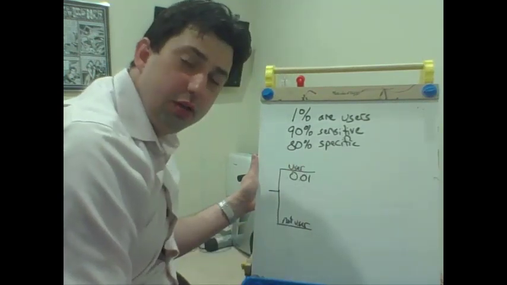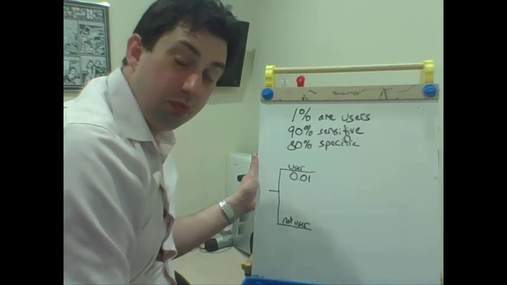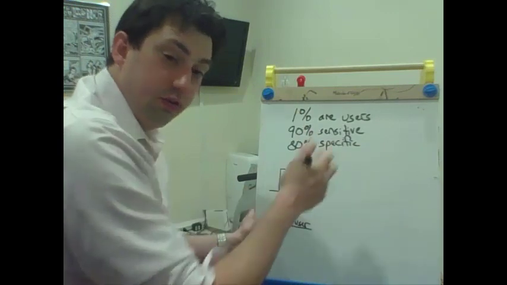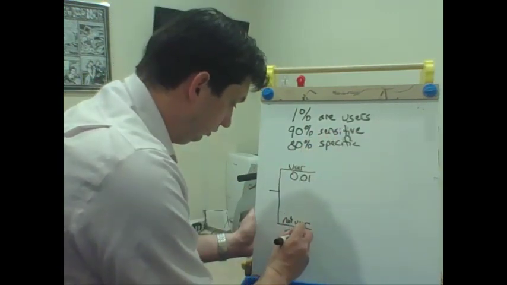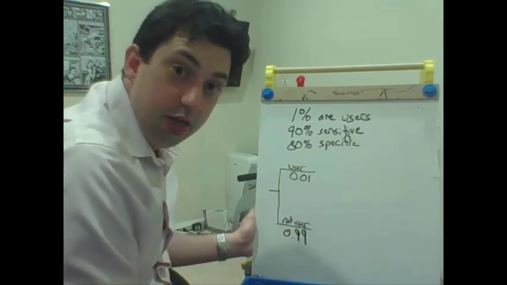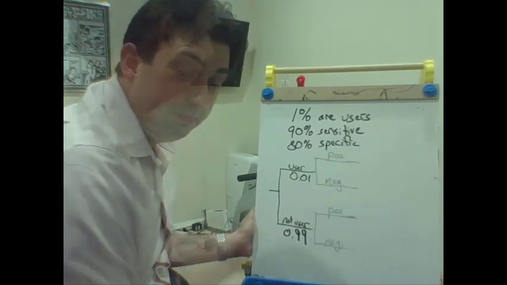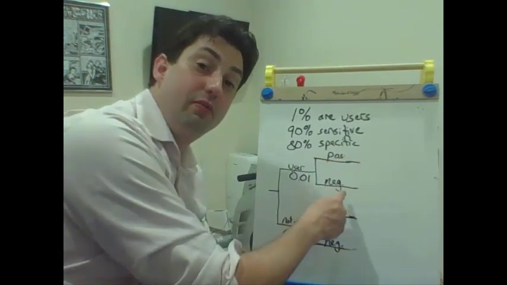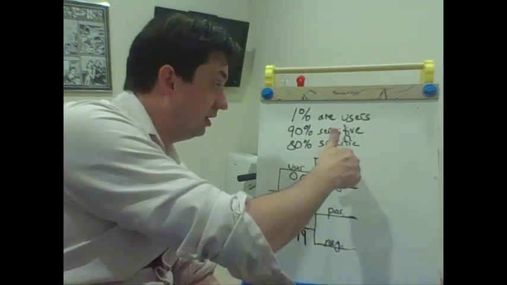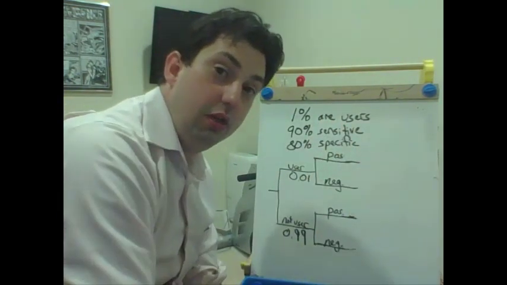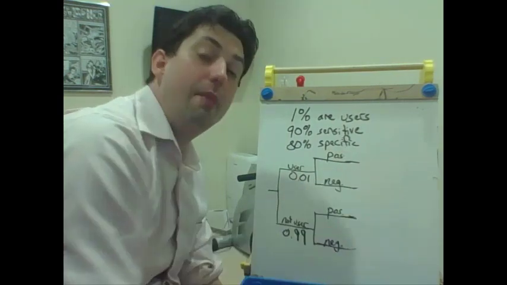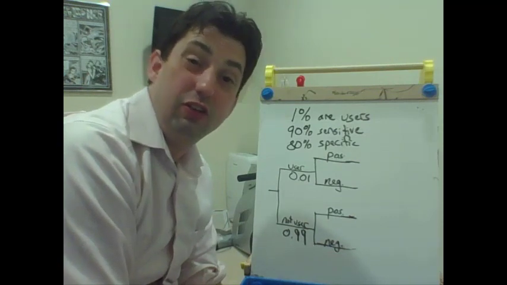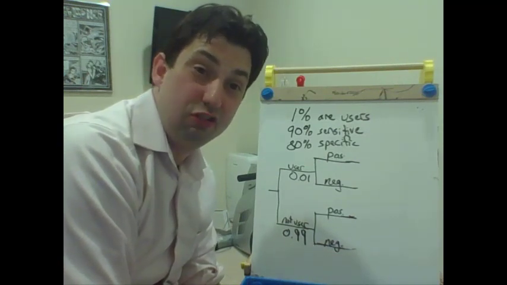If they're a user, then the probability is, of course, 1%. If they're not a user, the probability of that is 1 minus this, 99%, or 0.99. Now, the test comes in. It can either be a positive or negative result both times. But just because the possibilities of the test result are the same does not mean the probabilities of the test results are the same. As mentioned, sensitivity and specificity are examples of conditional probabilities.